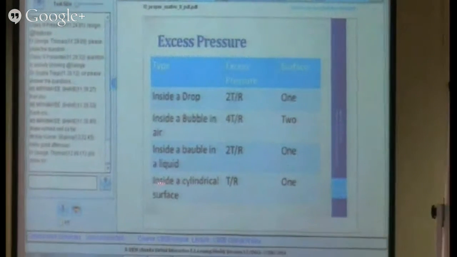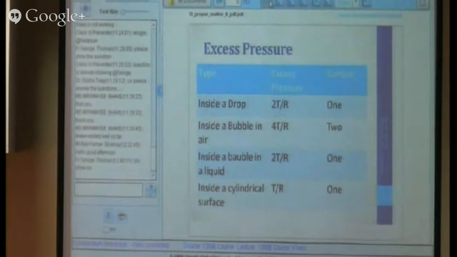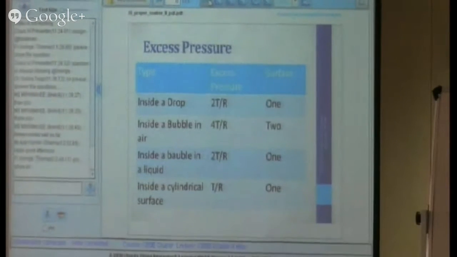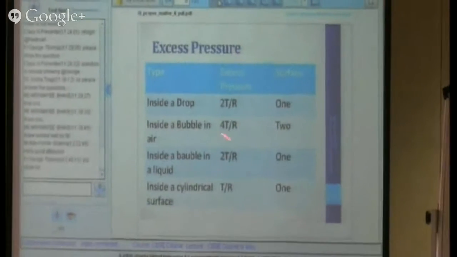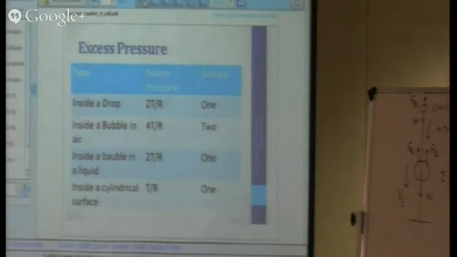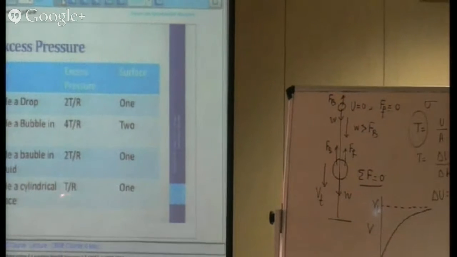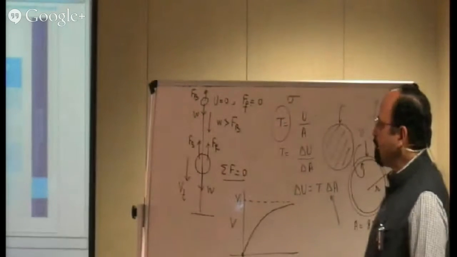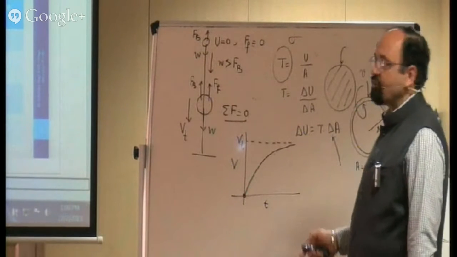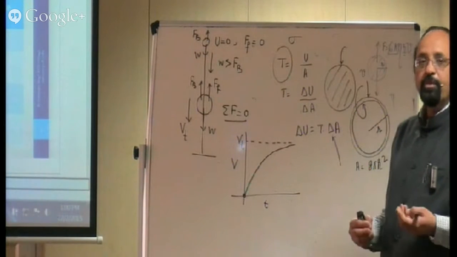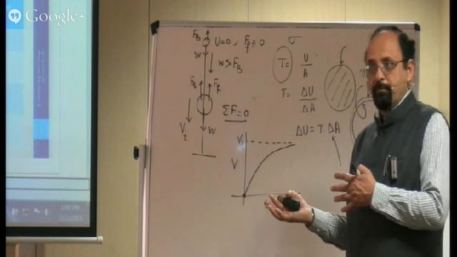There is another very interesting formula to remember. I'm not going into the derivation of it, but if it is spherical in shape, it goes as 2T by R or 4T by R. But if it is a cylindrical surface, it goes as T by R, and there is only one surface we are talking about. Only in the case of the bubble in air do we have two surfaces. So these relations are very important in handling the problems, because they sometimes mix up the question.